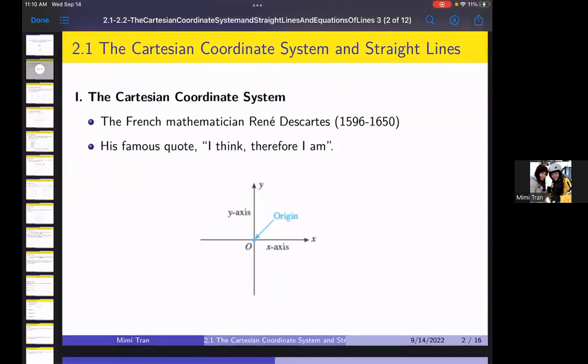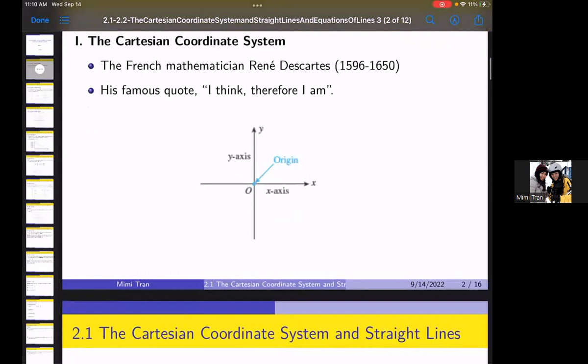So the story is this. René, is it René or René? I have no idea. Anyway, he's a person who likes to wake up late. He stayed in bed till late. One morning, around 11 a.m., he just started waking up, and then he saw a fly on the ceiling, and he thought to himself, what is the best way to describe the location of the fly in 2 dimensions? So after a while, he thought of the XY coordinate that we know today. Of course, he didn't call it XY coordinate. Probably called something else.